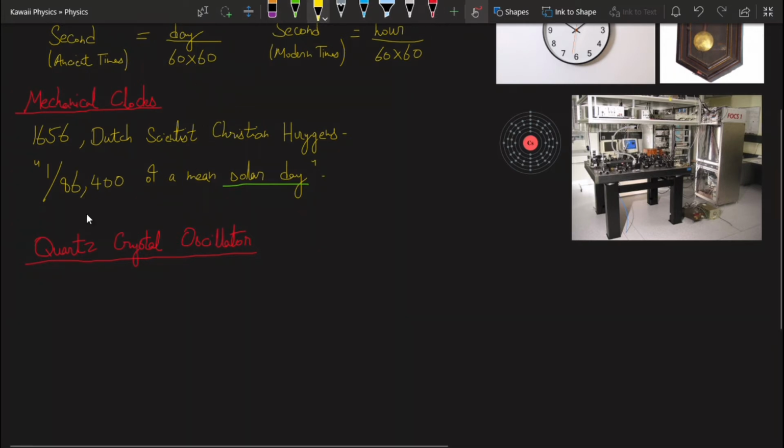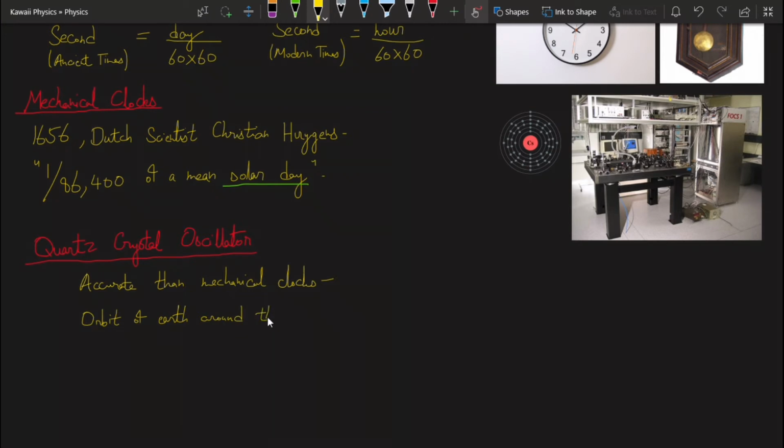So let me write it down, so you're gonna get a clear idea. It showed precise, more accurate than mechanical clocks, and also showed that the orbit of earth around the sun is more stable than the earth's rotation about its axis.